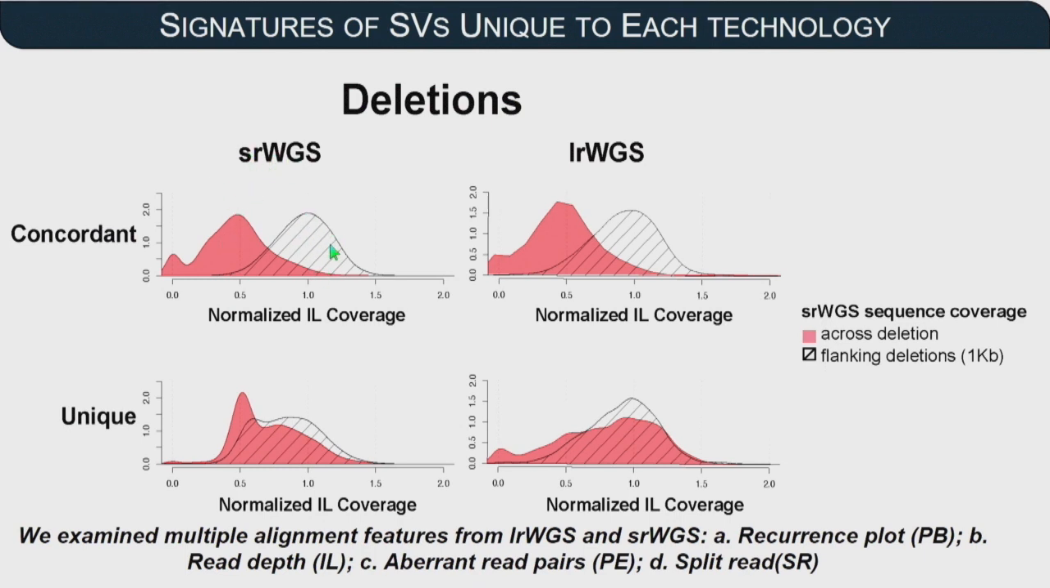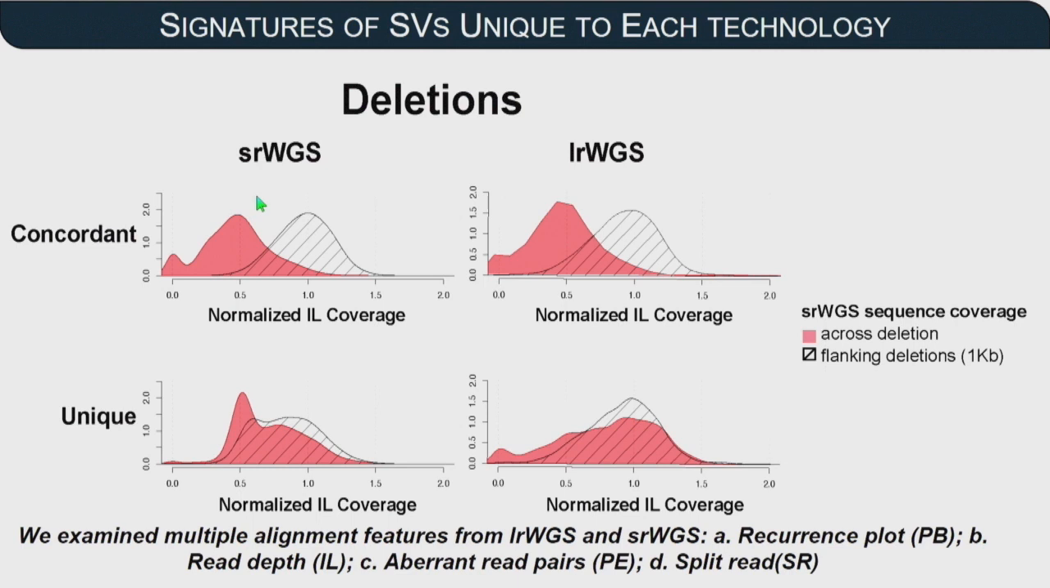So imagine you have a deletion, here's the breakpoint, and I really want to know what the depth is at that breakpoint compared to the rest of the genome, and I'd really like to normalize that by the local coverage because the local sequence context will define a lot. For deletions, we see about half, right? So this actually looks very good.